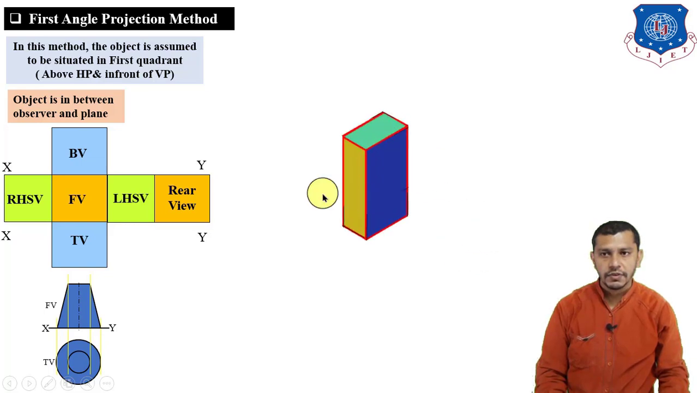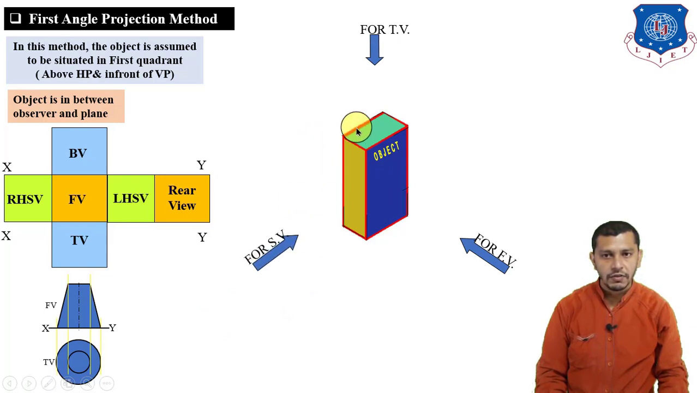Now let us discuss the first angle projection method by drawing the views of this cuboid. If you want to draw the front view, we will observe the object from this direction. If you want to draw the top view, we will observe the object from this direction. And if you want to draw the side view, we will observe the object from this direction. Right now the visible side view is the left hand side view. To observe the left hand side view of the object, we have to observe it from this direction. So this will be the left hand side view.